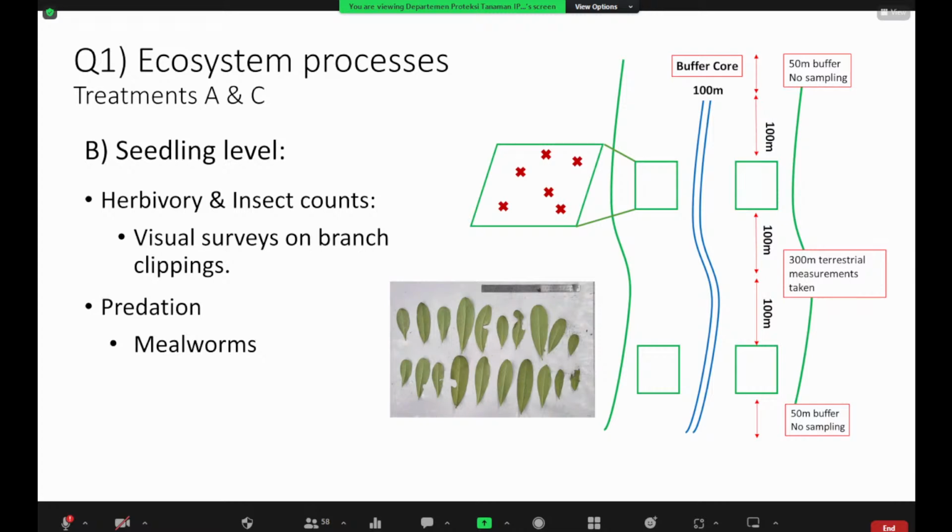For the predation, I wasn't able to fit it into this field season because I just ran out of time. So when I come back in January, I'm going to repeat the same exact protocol that I described earlier, where I use mealworms and then I record how quickly they were removed within 24 hours.